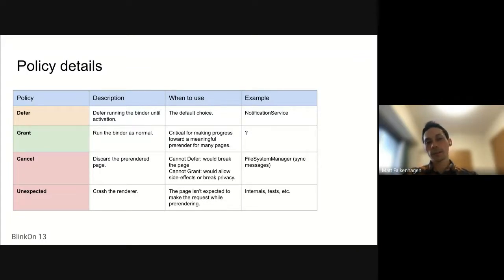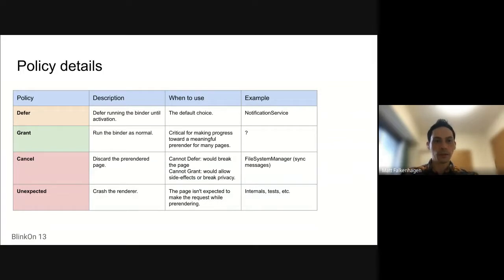So one of the exceptions is grant. We would use this for an interface that we think pages are going to need in order to do a meaningful load during pre-rendering. So if there's any interface that meets that criteria, we would grant it. We don't actually have a good example of one now, but if we do discover one, it would be grant.